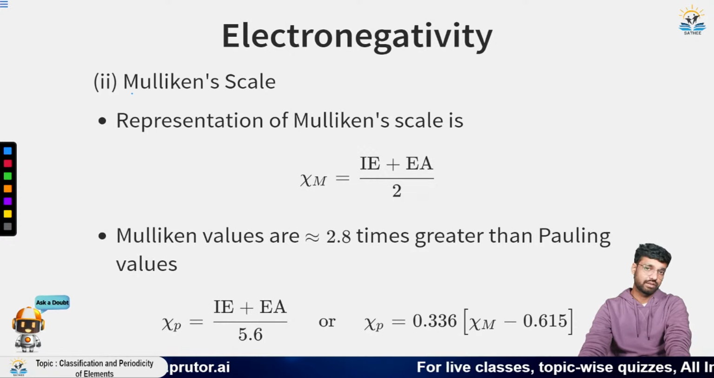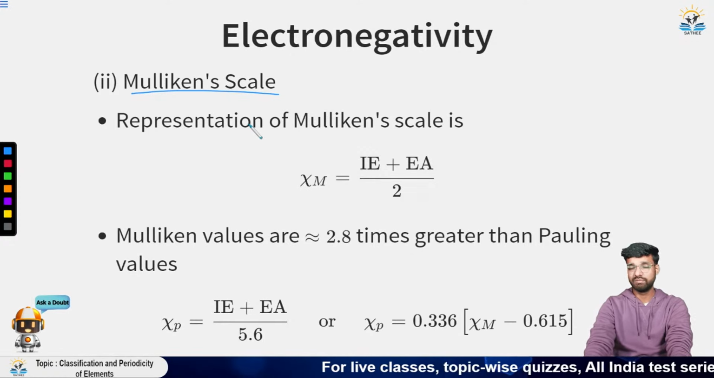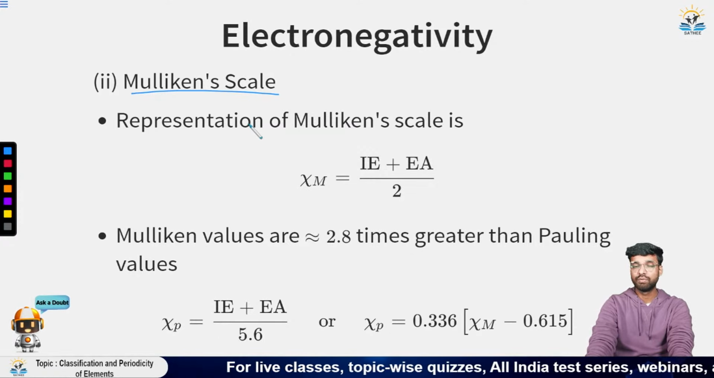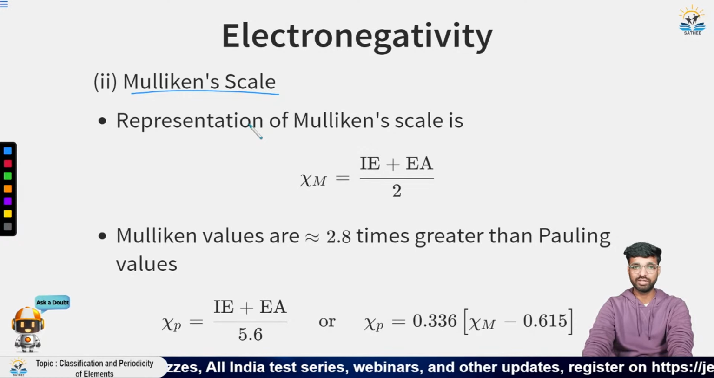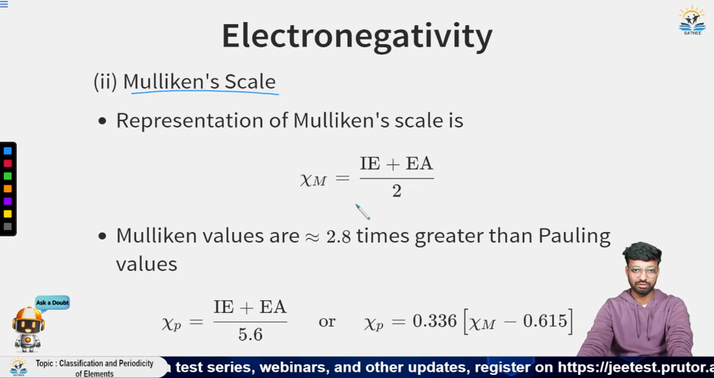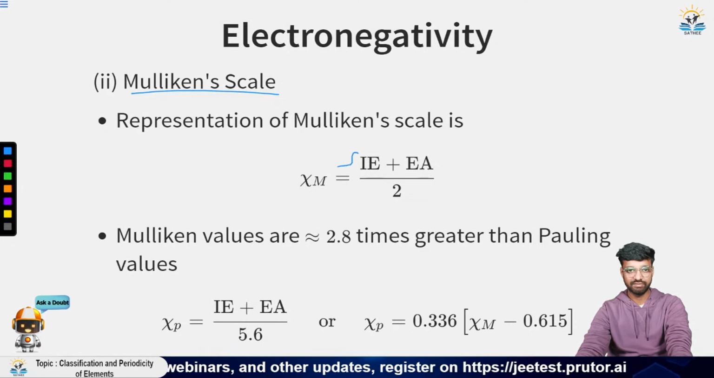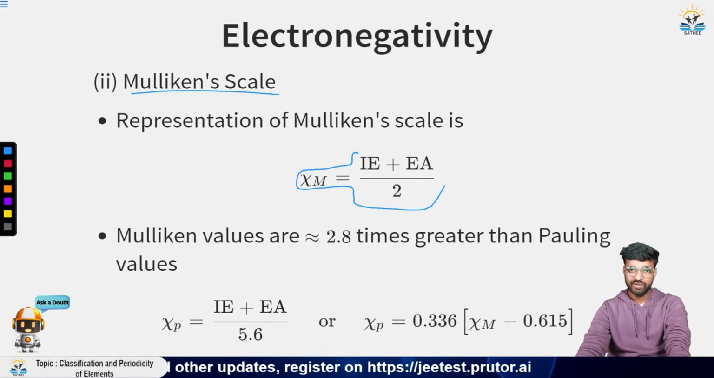Now we have this Mulliken scale. So let me make a point here that generally the Pauling scale is more popular than this electronegativity scale. So this scale is more popular than the Mulliken scale. But you should remember this also, because it is in the syllabus and it can be asked in the exam.